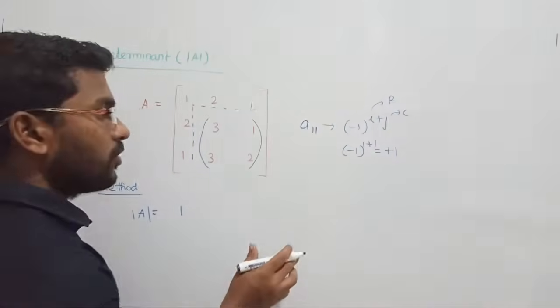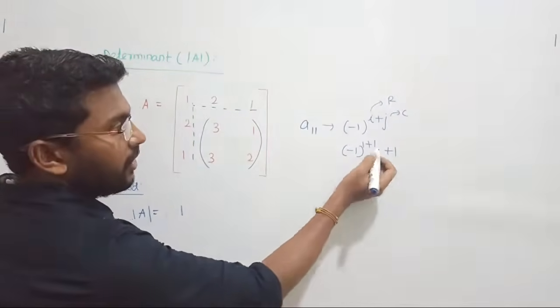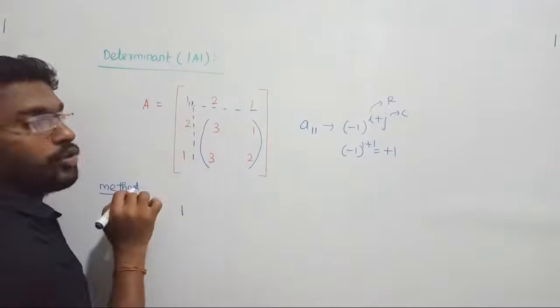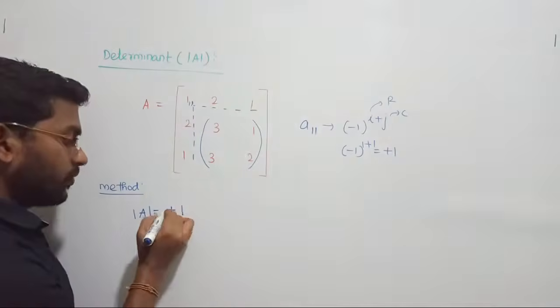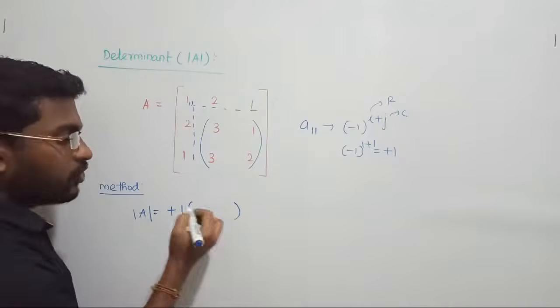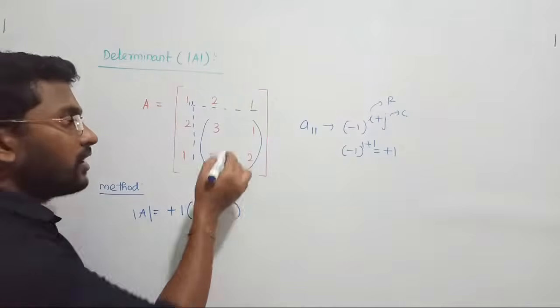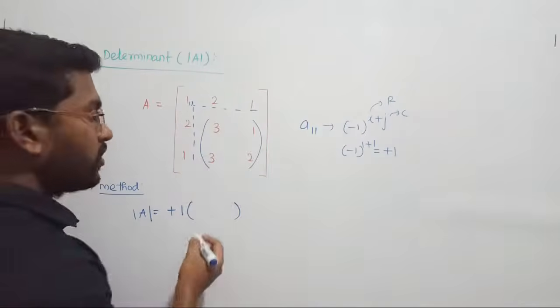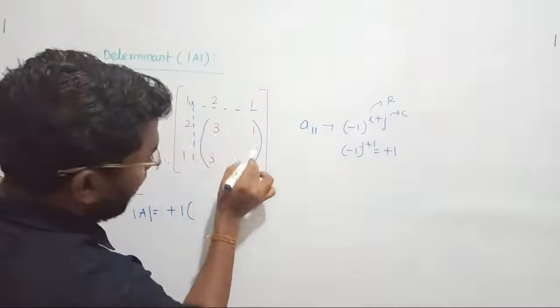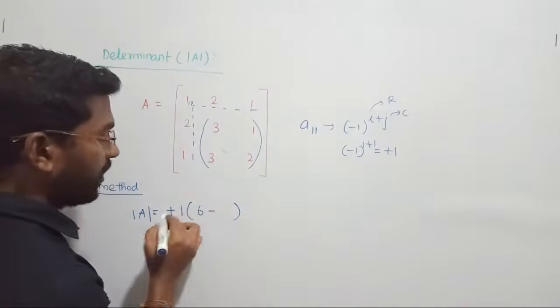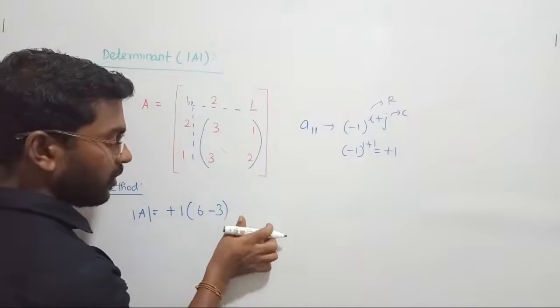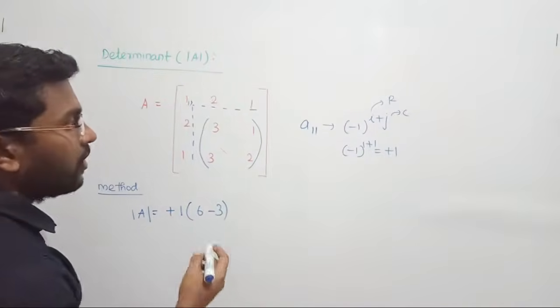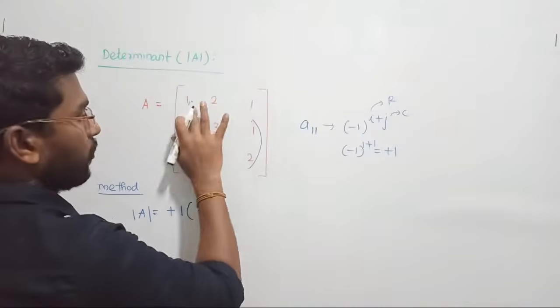We have selected the a11 position, so the sign there has to be +1, and then you multiply by the determinant of the subsquare matrix. The determinant is the product of the diagonal, 3 into 2, which is 6, minus the product of the half diagonal, 3 into 1, which is 3.